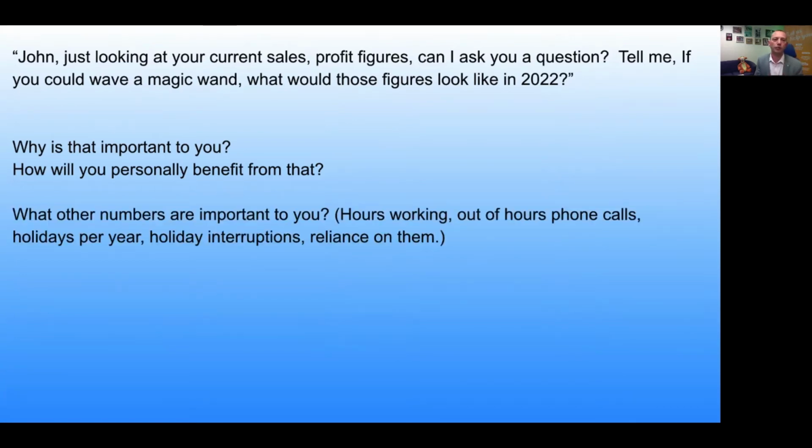And then you can go on to say, what are the other numbers that are important to you? So you might talk about sales and profits and those types of things, maybe how many employees they might get in this future business. But then let's bring this back more personal as well. How many hours would you like to be working in that business?